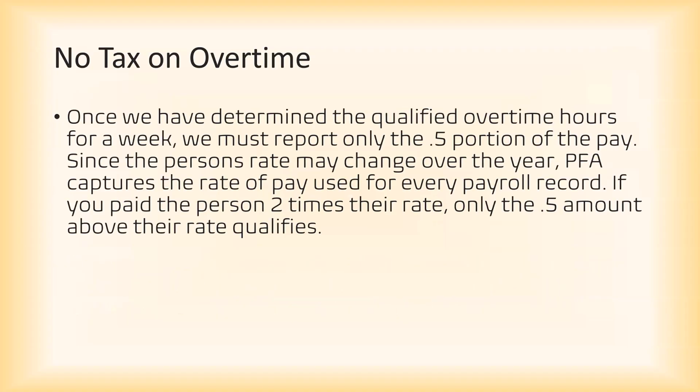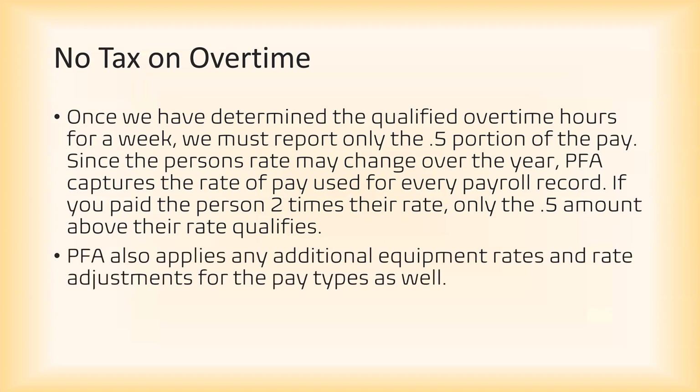Once we've determined qualified overtime hours for a week, the dollar amount that's reported is only the 0.5 portion of the pay. So it isn't, of course, the total overtime pay. It is only the half portion of the pay. And since the person's rate changes over the year, at Pro Fund Accounting we do capture the rate of pay used for every payroll overtime record. So if you paid the person 2 times their rate, we know that, and we will only capture the 0.5 of that 2 times the rate for what qualifies in the dollar amount.